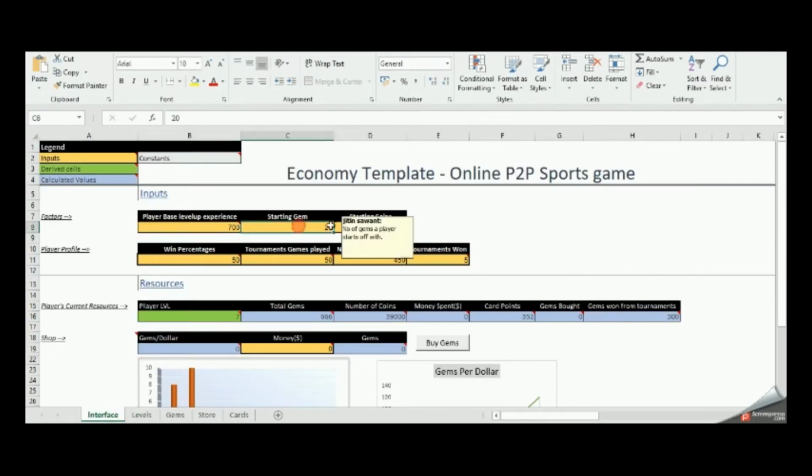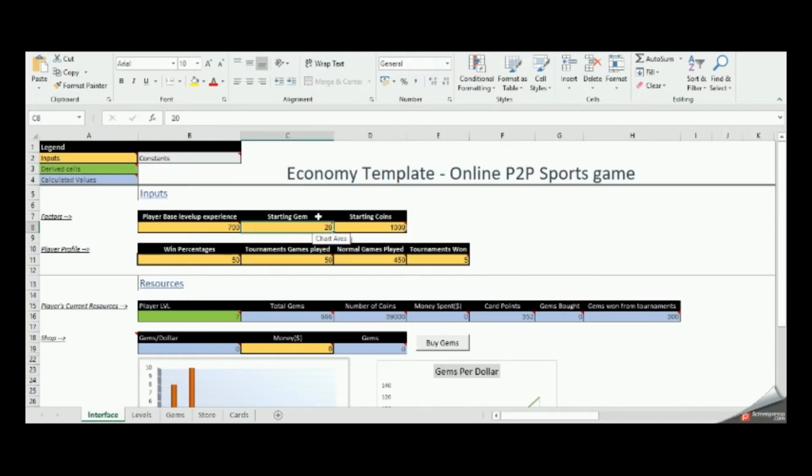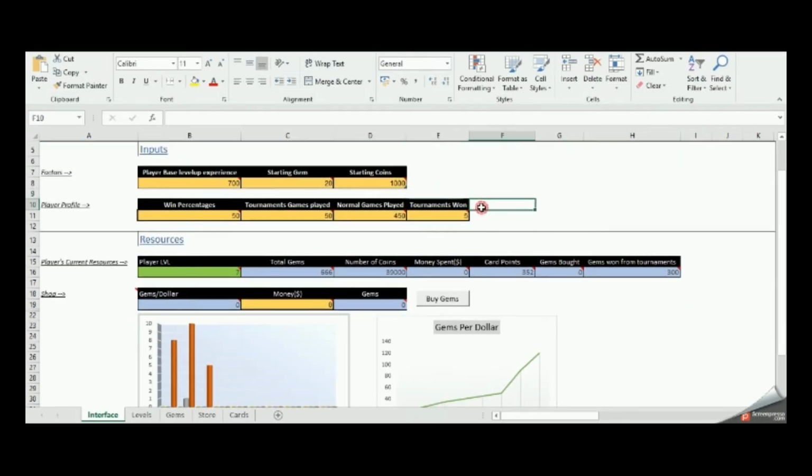The same goes for starting gems. This is an input over here, and based on this the factors are going to be decided. And starting coins, so coins does not have a separate Excel sheet, because coins are resources which we are not going to be closely monitoring. We are going to be giving it in a very lenient manner, but there is very limited stuff which the player can actually do with the coins.